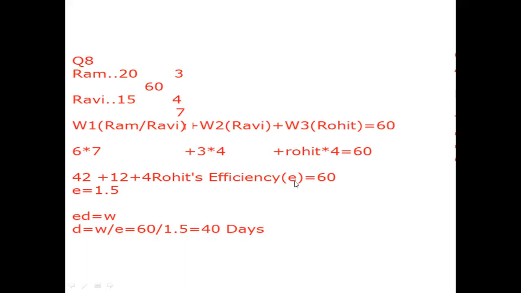Its efficiency be E also, and days are 4. So it becomes an equation now: 42 plus 12 plus 4E equal to 60. We solve it, you get the value of E as 1.5. Once you know the efficiency, you know the total work, then you can find the number of days, W upon E. So that comes out to be 40. Are you able to understand this?